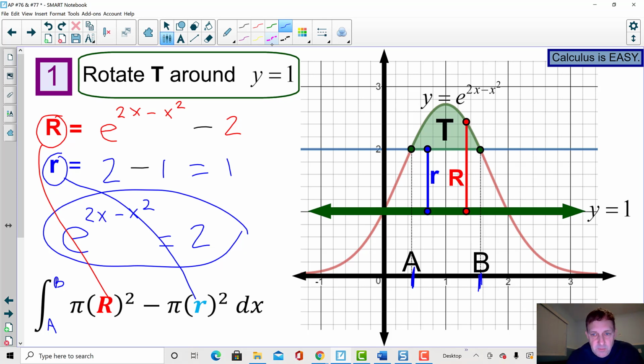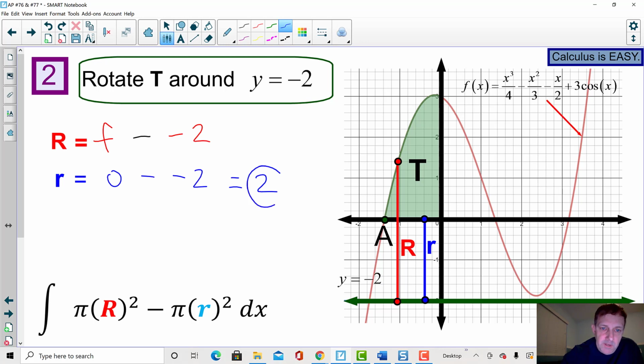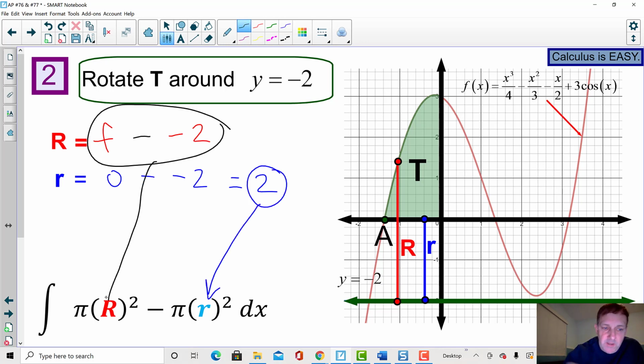Let's look at another example. All right, for example 2, we're rotating region T around the line y equals -2. Our big radius is going to be the curve minus -2. And the little radius is going to be y equals 0 minus y equals -2. The little radius is always equal to 2. So we'll plug in a 2 for the little radius. The big radius is going to be our curve plus 2. So our curve is defined over here. We're going to take this curve, we're going to add 2 to it, and that will be our big radius.